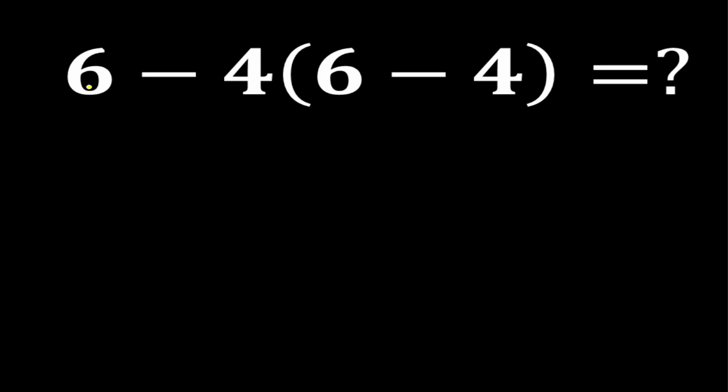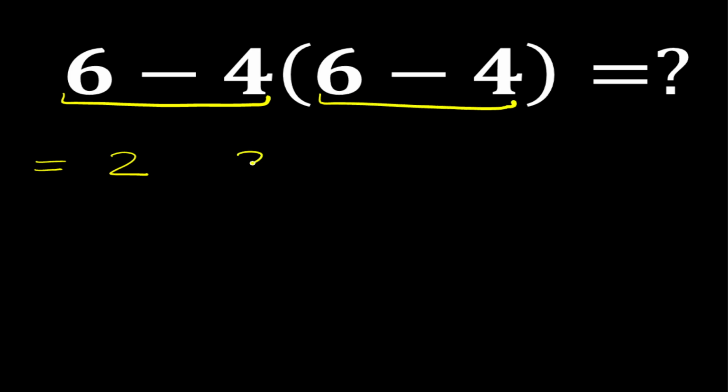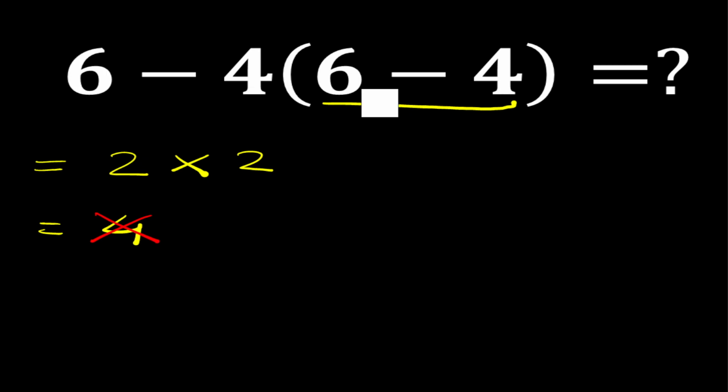So most people solve this question like 6 minus 4 is equal to 2. Then again 6 minus 4 is equal to also 2. Now 2 times 2 is equal to 4. But this answer is not correct. This answer is completely wrong. So now let's solve this problem correctly by using the PEMDAS rule.